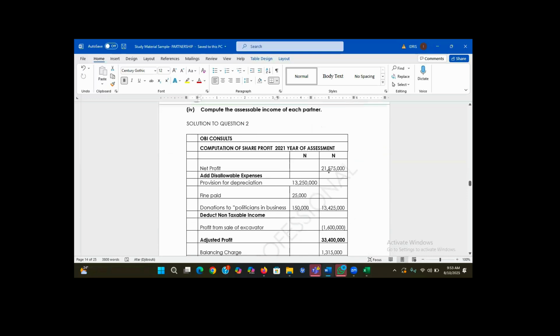So net profit 21,575,000. Add the disallowable expenses: provision for depreciation, fine paid, donation to politician, we add it back. We less non-taxable income: profit on sale of excavator, 1.6. At the end of the day, our adjusted profit is going to be 33,400,000.